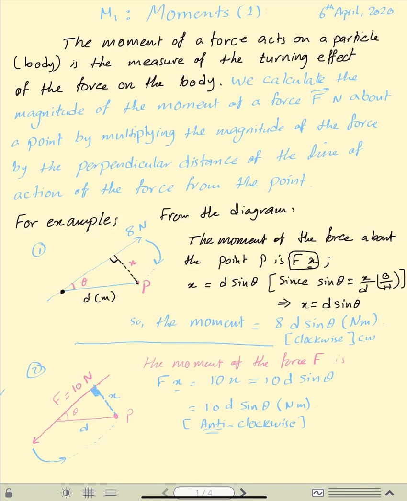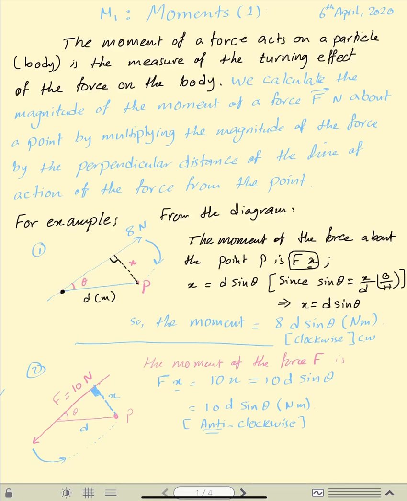Alright, what does moment mean? We may define the moment of a force applied on a body or particle in many ways, but I chose the easiest ones. The moment of a force applied on a body or particle is the measure of the turning effect of the force on the body, or we may say the rotating effect of the force on the body about a point.